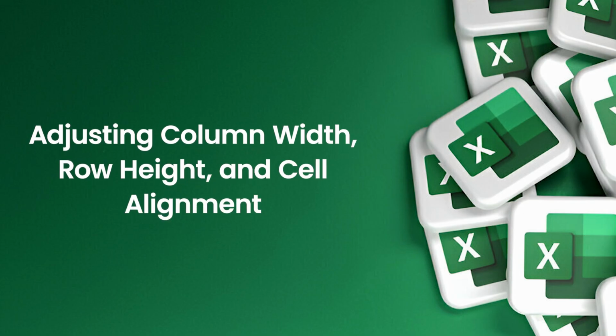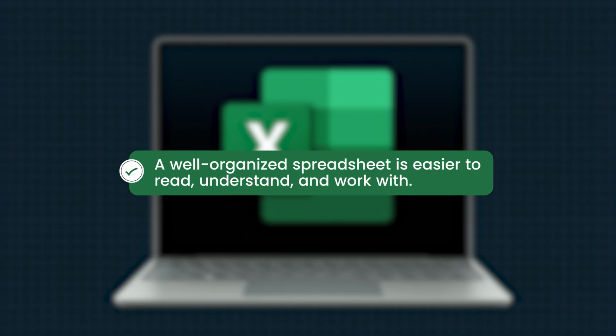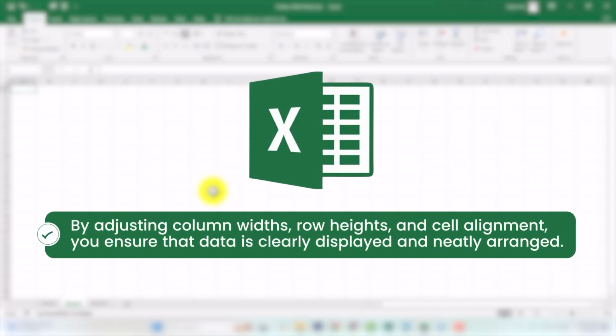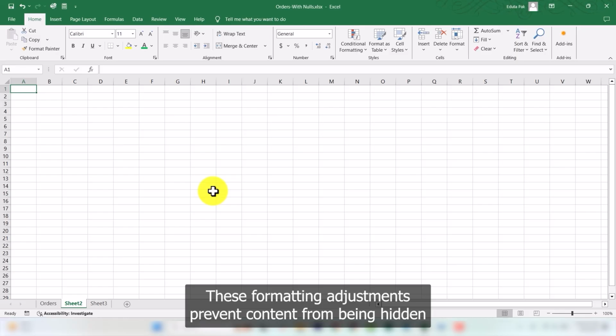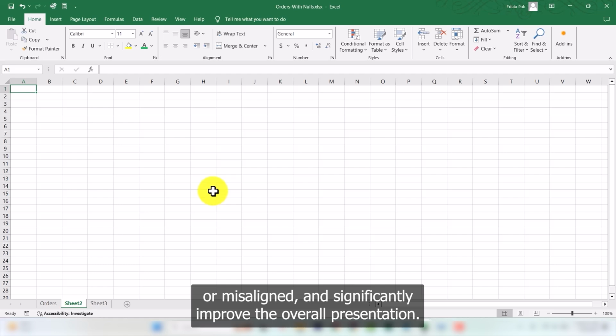Adjusting column width, row height, and cell alignment. A well-organized spreadsheet is easier to read, understand, and work with. By adjusting column widths, row heights, and cell alignment, you ensure the data is clearly displayed and neatly arranged. These formatting adjustments prevent content from being hidden or misaligned and significantly improve the overall presentation.